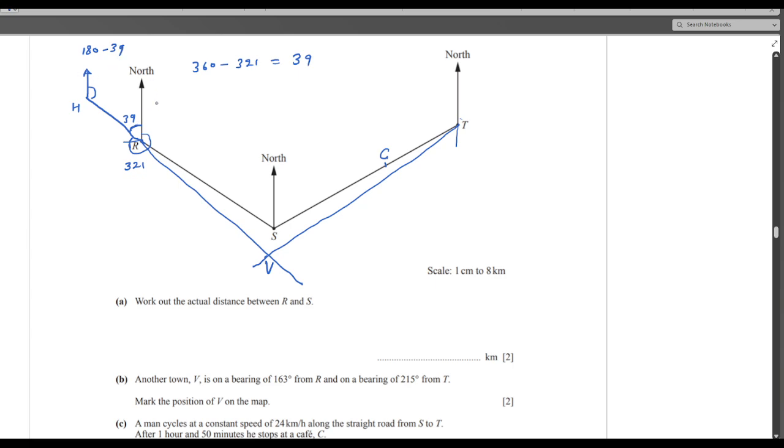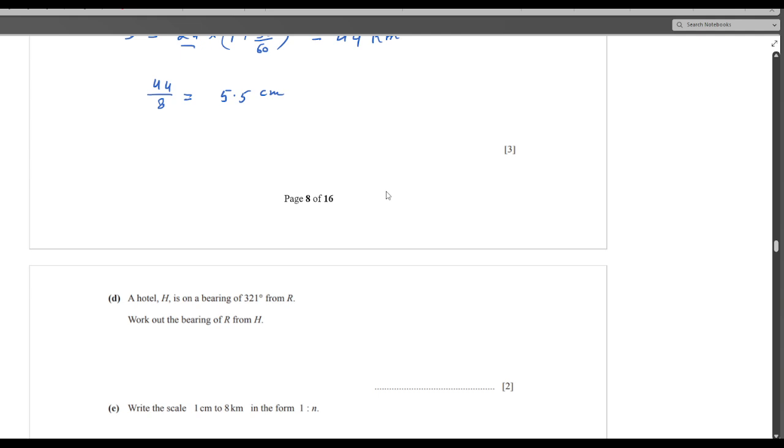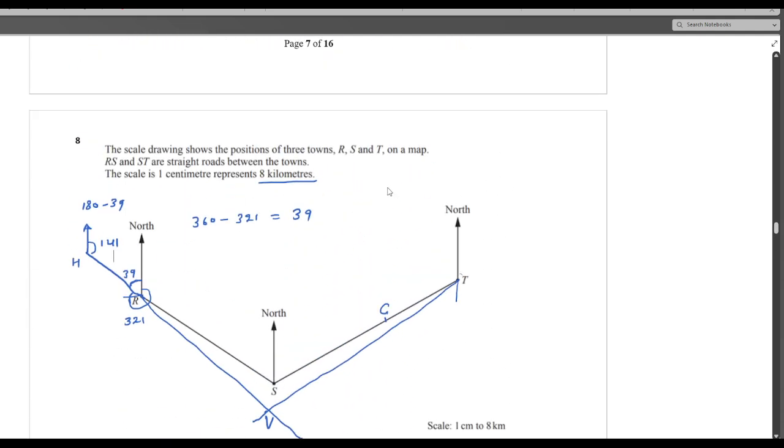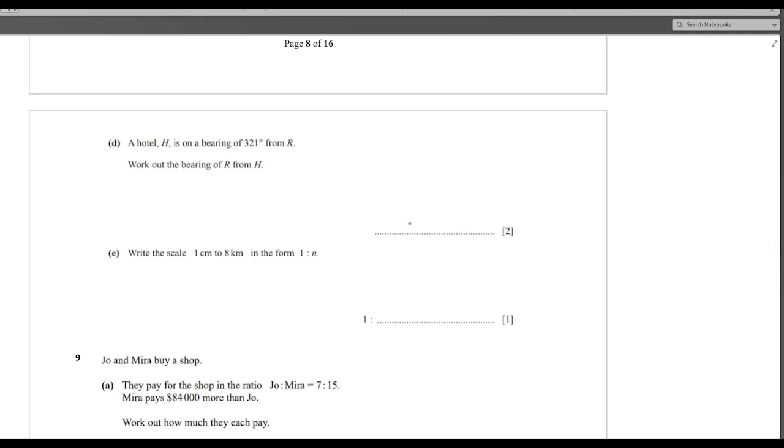As these two north directions are parallel to each other, 180 minus your 39 is 141. So you have to work out a bearing of R from H. It is 141. Okay, so the calculation I have shown there, you have to show that calculation over here.